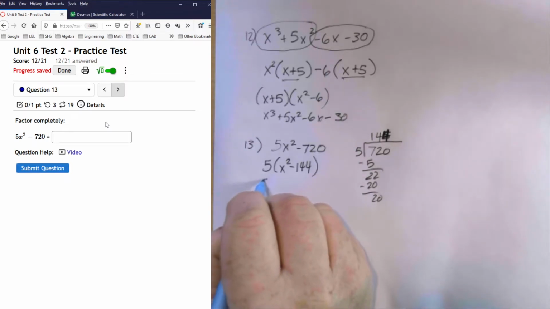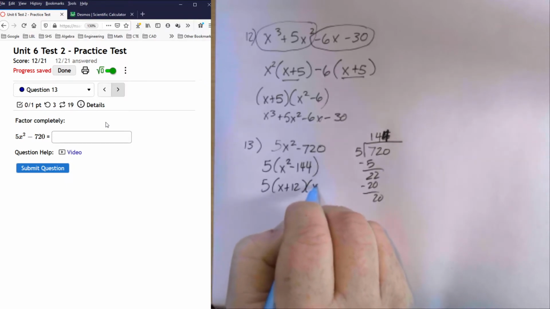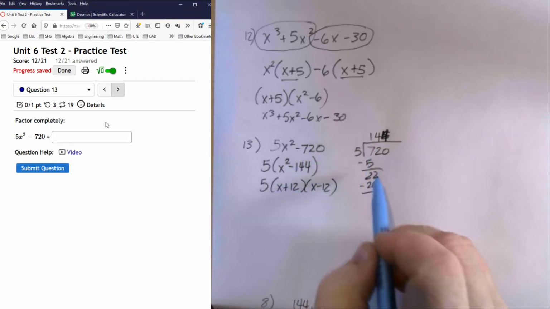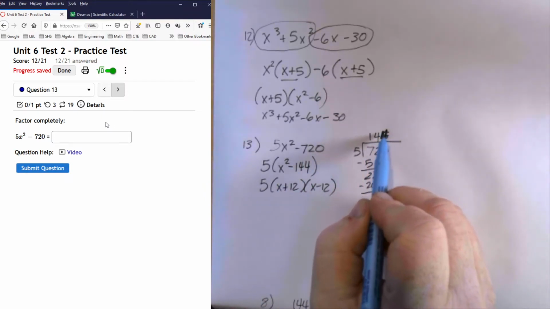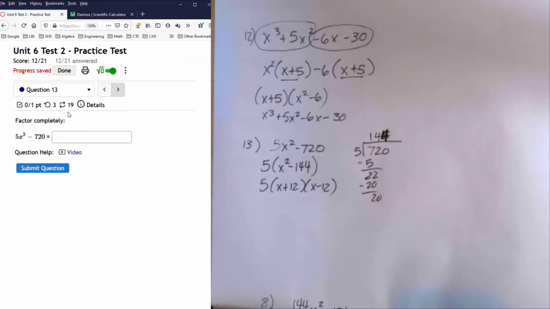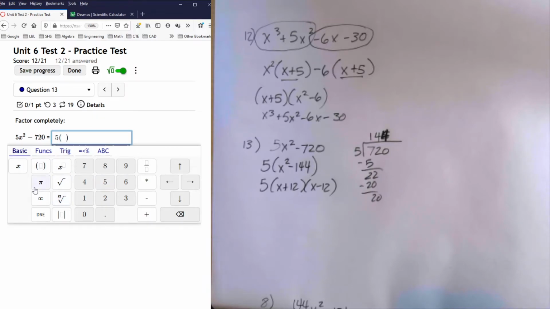And so this is going to be 5 times x plus 12 times x minus 12. So 12 squared is 144. I was looking for that perfect square, and I saw that I didn't get it because I wrote a 5 instead of a 4. That's what alerted me to my problem there. But I think we're in good shape. So we've got 5, and this is going to be x minus 12 and x plus 12.